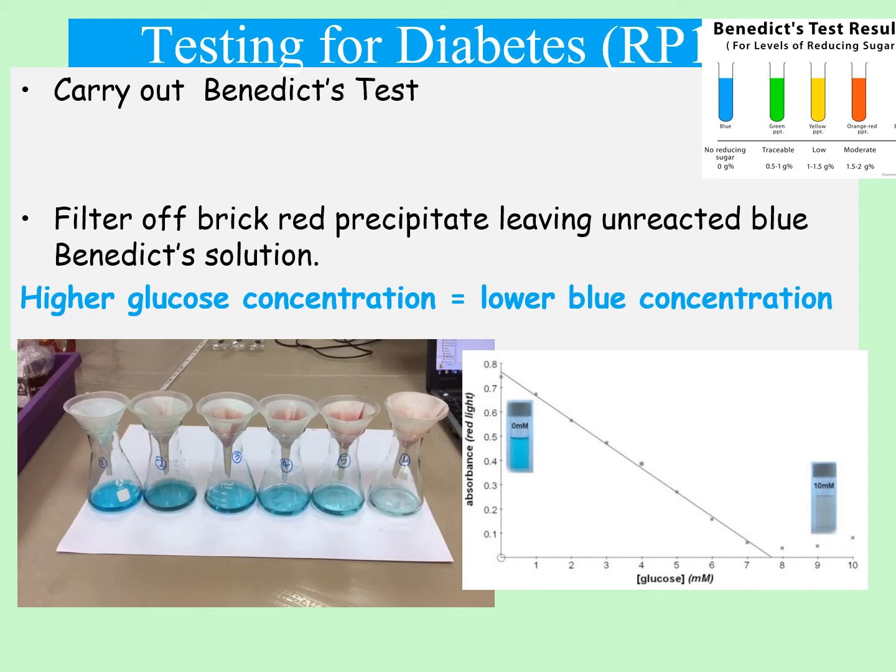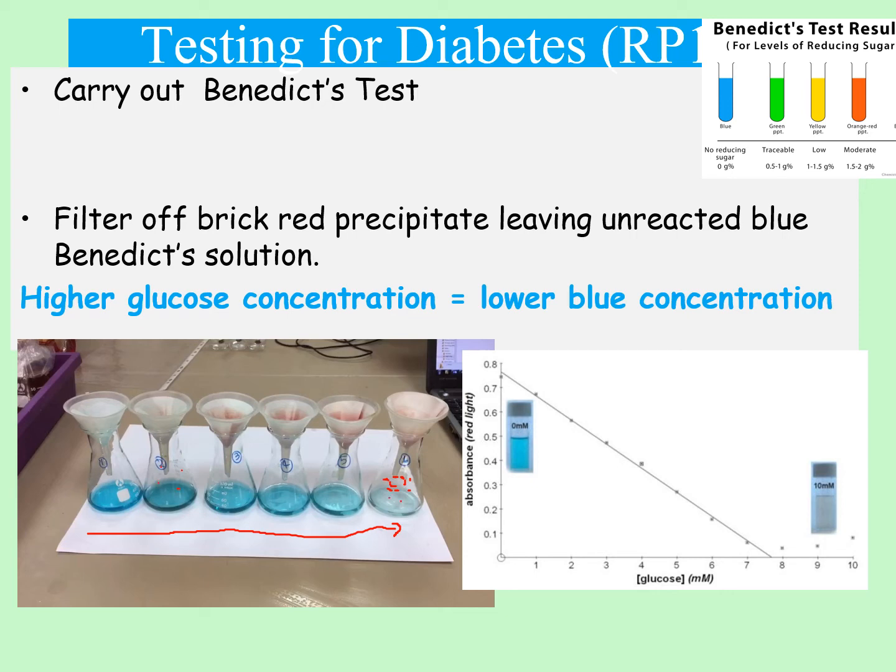We're not interested in the actual red precipitate. We're interested in what's left. So if you have a look at the picture at the bottom, you can see that the more concentrated the glucose, the less blue you have at the end of the experiment. So all of the blue here would get converted into red precipitate. So you'd have loads of red precipitate here, and very little red precipitate over here at the low concentrations.